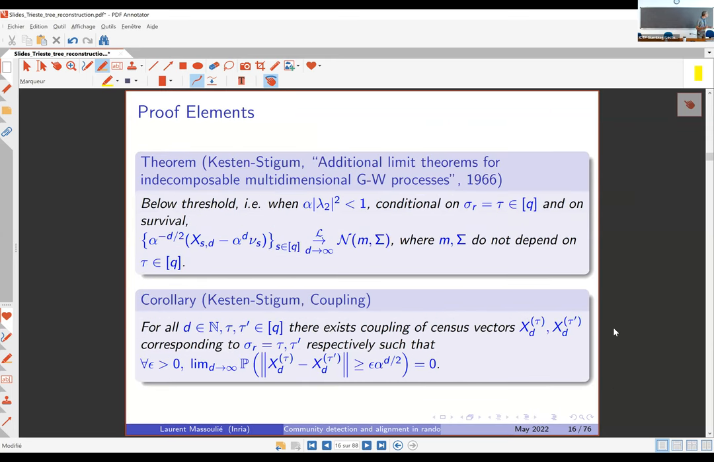So why is it referred to as the Kesten-Stigum threshold? Well, this is because it derives from some results established by Harry Kesten and his colleague Stigum in the 60s, in a paper entitled Additional Limit Theorems for Indecomposable Multidimensional Galton-Watson Processes.